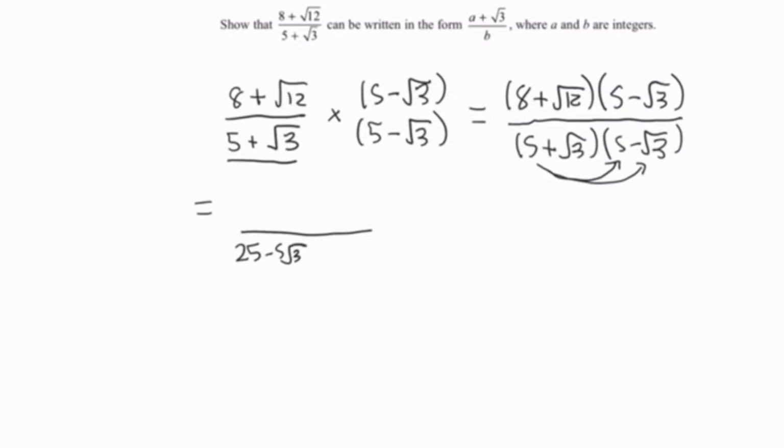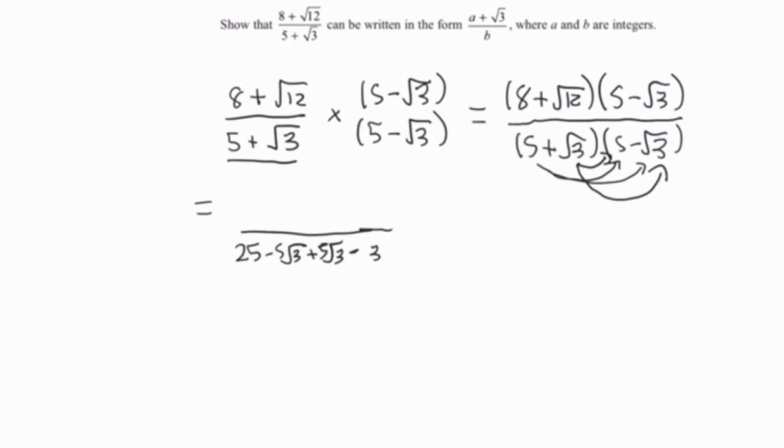It's very important to remember your surds calculations here. And then we have root 3 times 5, so 5 root 3. And then we have root 3 times minus root 3. So that is minus root 3 squared. And that's the same as just saying 3, because the square root and the squared are going to cancel each other out. So this is what we have on the bottom of the fraction.